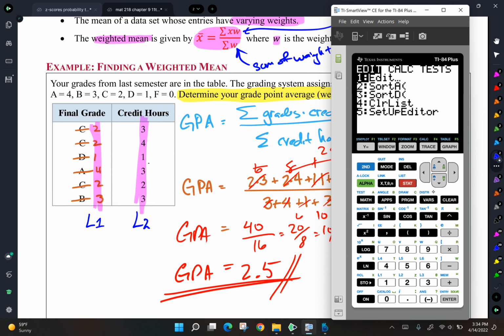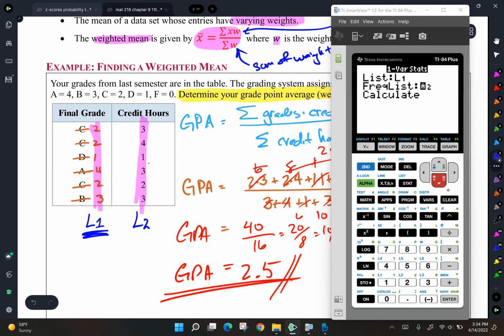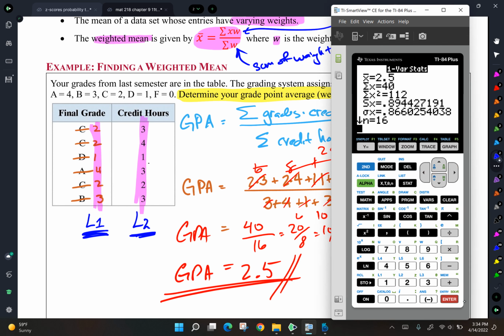So I'm going to go back to Stat, over to Calculate. I'm calculating one variable stats, and I have a list and a frequency list. Now it's calling it frequencies, but frequencies and weights, we can kind of use those interchangeably. So it's asking me for my list, that's my X's. It's asking me for my frequency list, that's my weights, that's list 2. And then I'm going to go ahead and calculate, and you'll see that it gives me an X bar, a mean of 2.5. Same thing I got by hand.